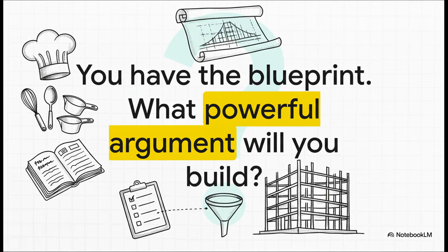And now you've got everything you need. You've got the blueprint for the whole thing, you've got the recipe for each individual part, and you have the final checklist to make sure it's perfect. So the only real question left is, which powerful argument are you going to build first?